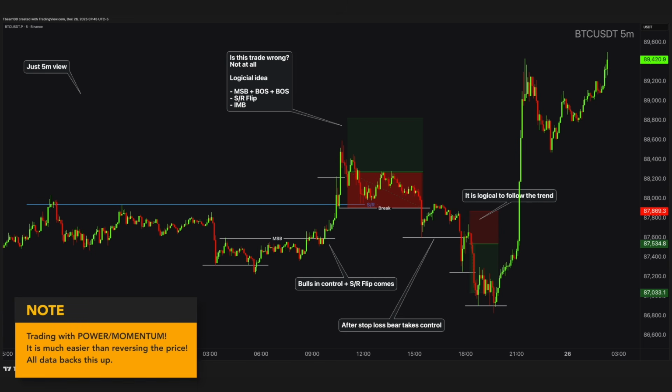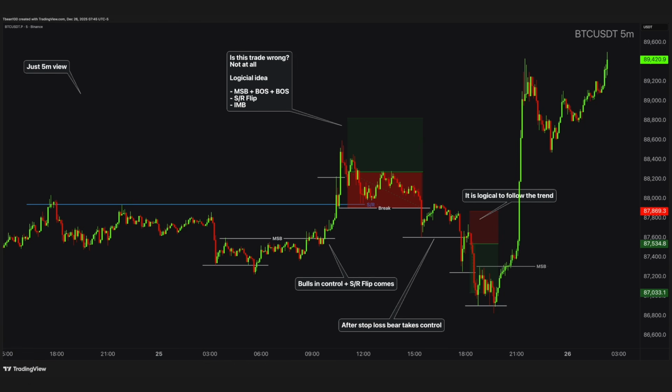It is almost always better to trade with the power and the momentum rather than trying to fight the markets and reverse the move. And sometime later, if you pay close attention, you will notice the structure changed again with the strong move from the bottom all the way to the top.